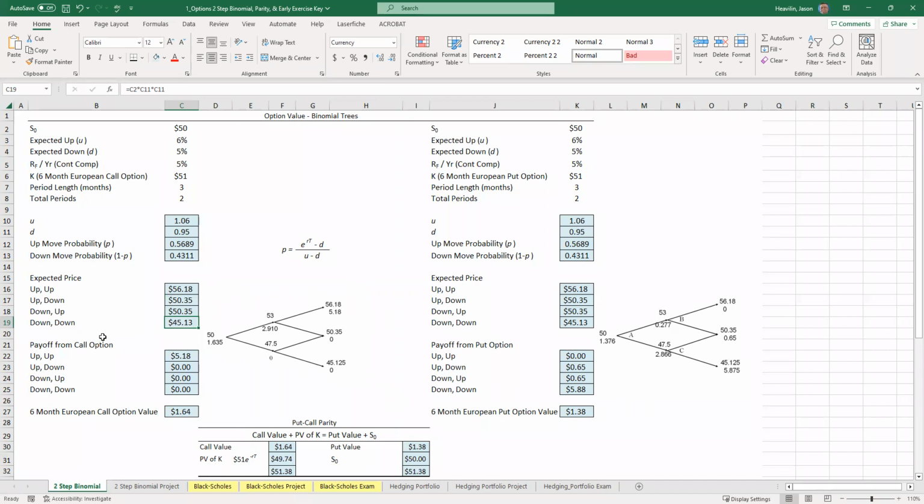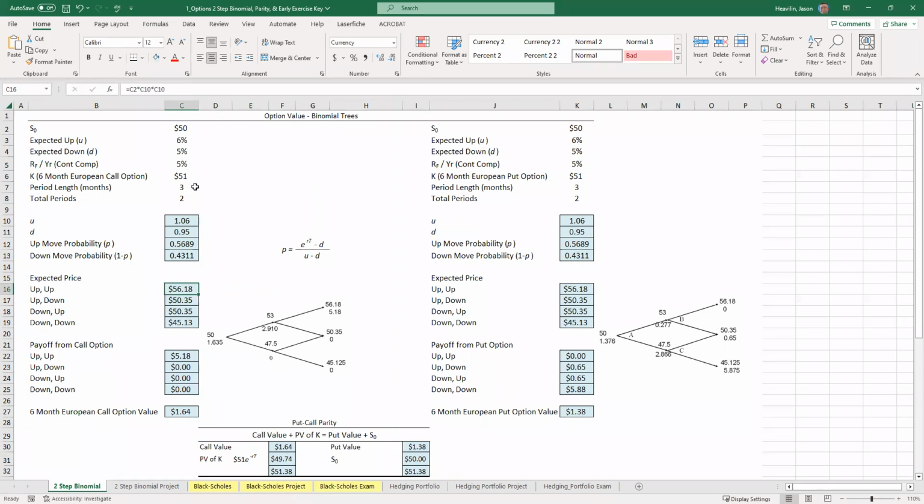Now, the question is, well, what is the payoff from the call option? What is the value of that call option at the end of those 6 months? So now we have these numbers here, the stock price at the end of 6 months. Once we have the stock price, we can assign the value directly to the option because the time is over. There's no more to go, so we can know the final value of the option. So if it's up and up, the pattern this way, we do know it's 56.18.